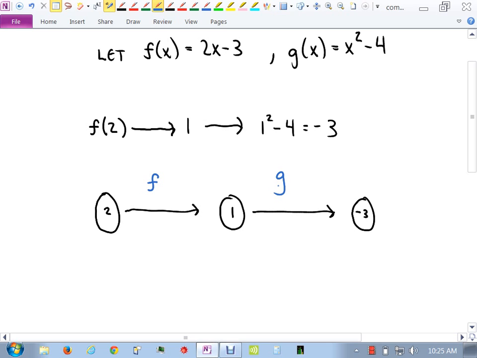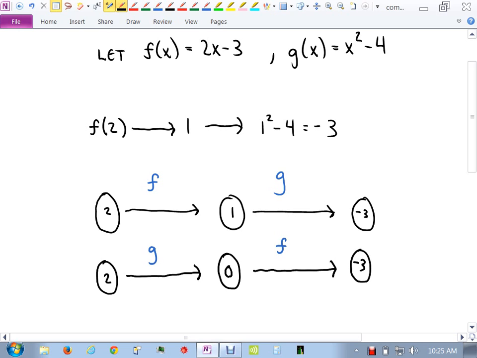Now, that's not the only way we could have done it though, right? What if I had taken the 2 and I had given it to G first? So G, what happens if I hand you 2? You spit out 0, right? Now that answer, let's pass it through F. And you get negative 3. Now, the fact that those answers are the same is just a coincidence. They won't always be the same.